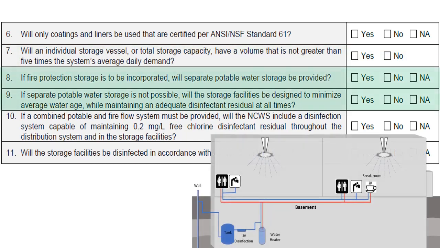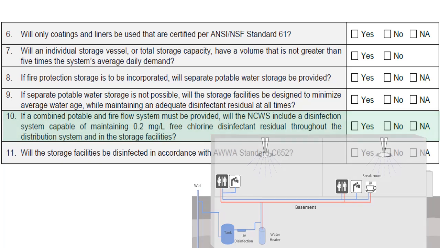Fire flow systems should be separate from the potable water system. If separate systems are not possible, facilities should be designed to minimize water age while maintaining adequate disinfection residual at all times. If using a combined potable and fire flow system, the non-community water system must still be able to maintain 0.2 milligrams per liter of free chlorine disinfectant residual throughout the distribution system and in storage vessels. This may be difficult if large quantities of water are kept on hand for fire flow that is not used. Unused water may stagnate and lose chlorine residual within a vessel.